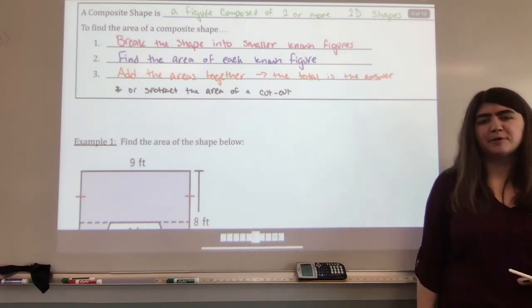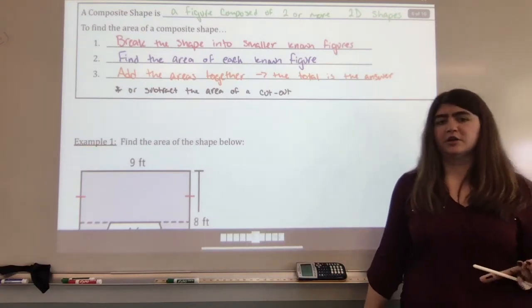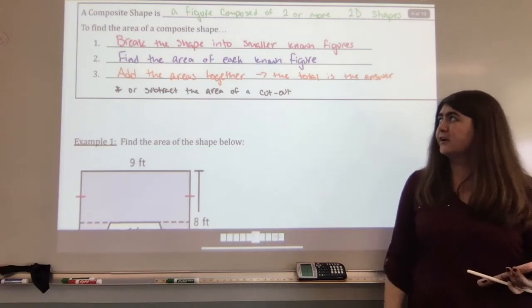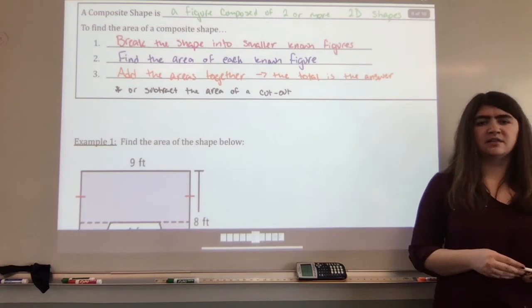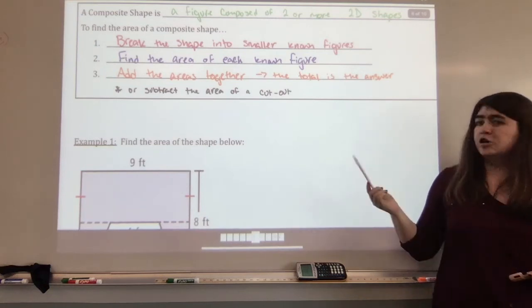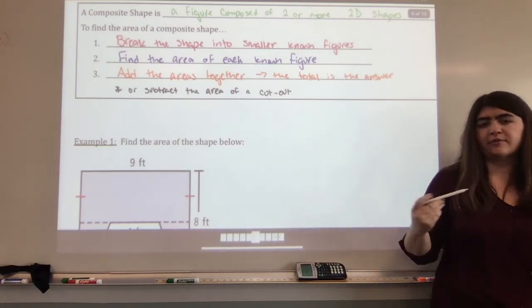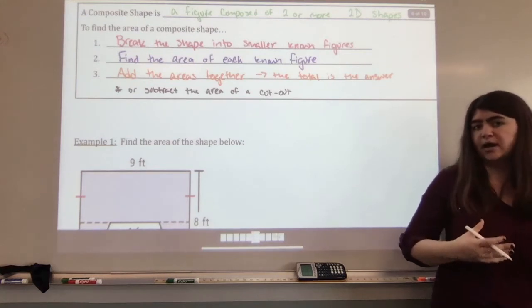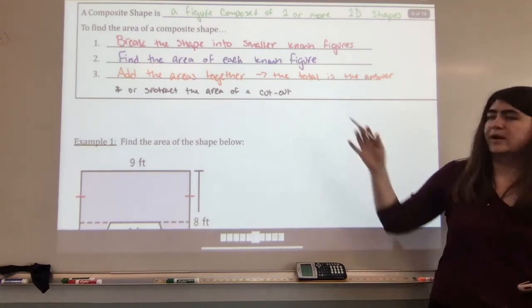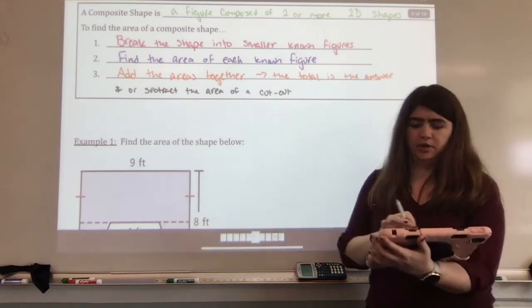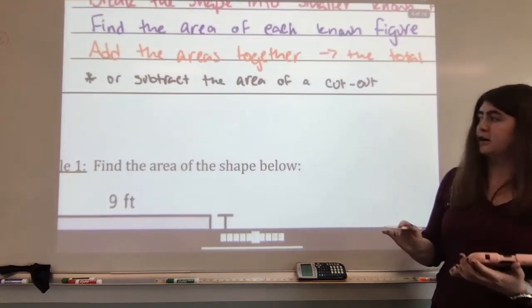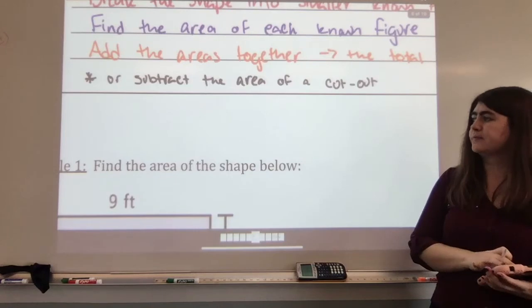1. Break the shape into smaller known figures. 2. Find the area of each known figure. And then 3. Add the areas together. Or that could be subtract areas if you're taking out a cutout as well. And then whatever your total is, that will be your answer. This little note here says, or subtract the area of the cutout, which is what I just mentioned.